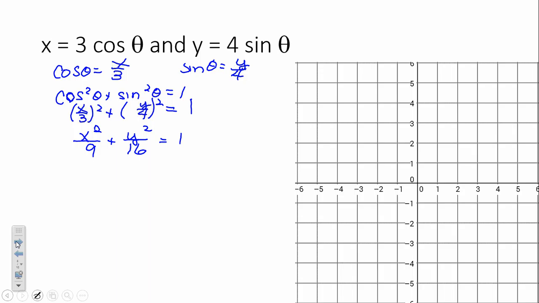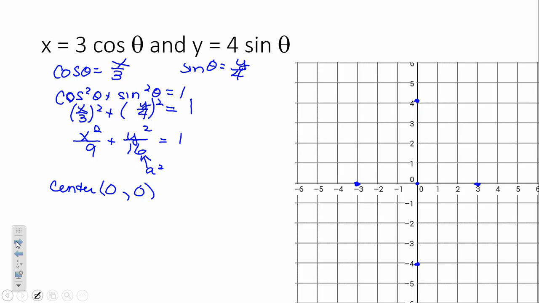An ellipse, horizontal or vertical? Which one's bigger? This is our a squared. So is it horizontal or vertical? Vertical, right? Centered at 0, 0. So our major axis is from 0, 0, we're going up 4 and down 4. And then out 3 on our minor axis and back 3. And there's our ellipse. So we've got to figure out which way we're going with this guy, right?